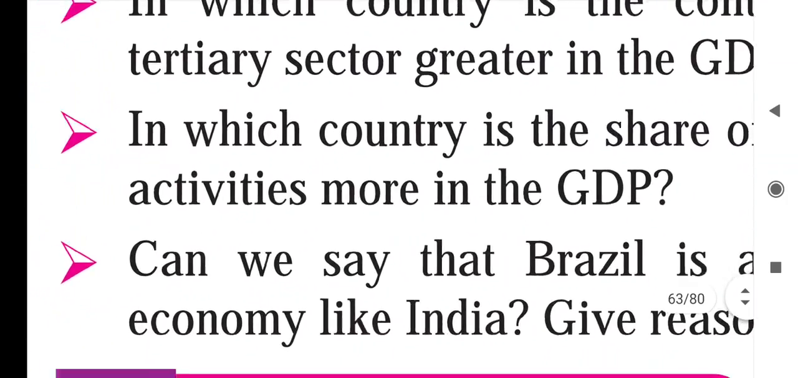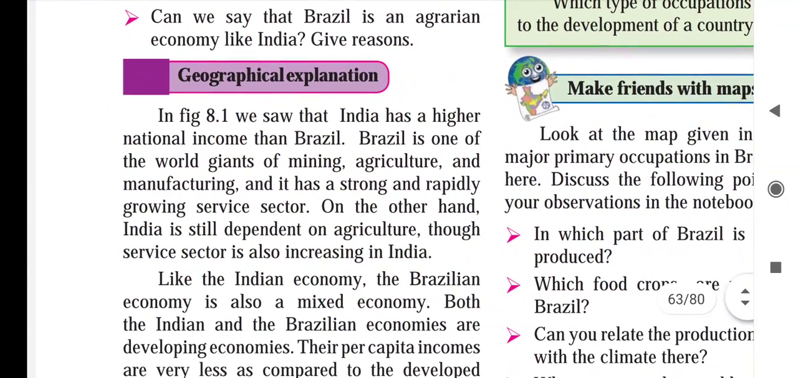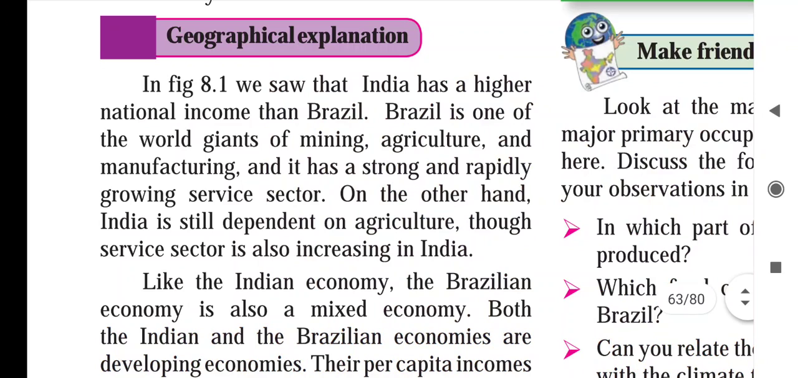Now we will study the next one. What is here given? Geographical explanation. In figure 8.1, we saw that India has a higher national income than Brazil. Brazil is one of the world's giants of mining, agriculture and manufacturing, and it has a strong and rapidly growing service sector. On the other hand, India is still dependent on agriculture, though service sector is also increasing in India.